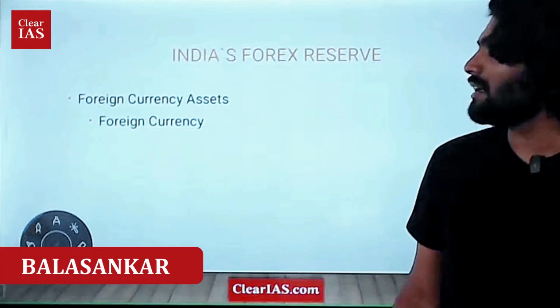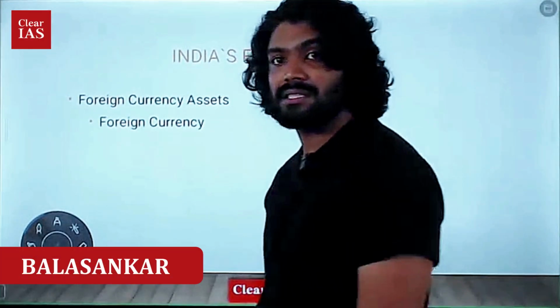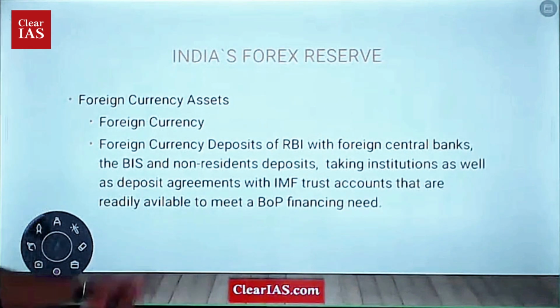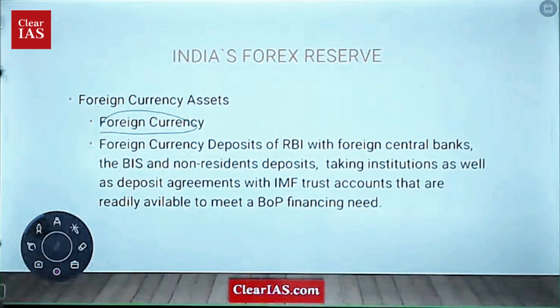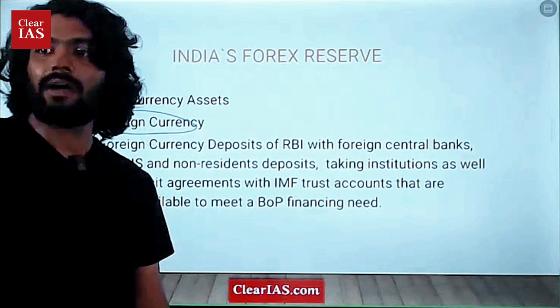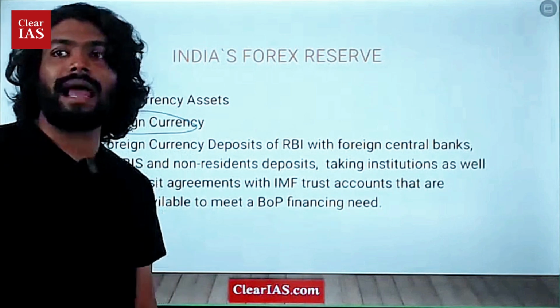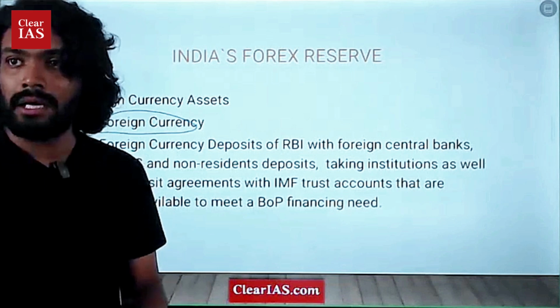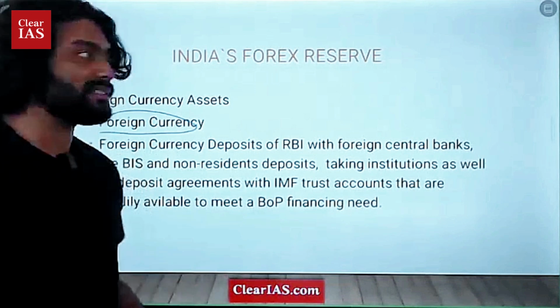Basically, India's forex reserve contains foreign currency assets. That is, India's foreign currency is not just currency. For example, India has 430 lakh dollars as forex currency, just in currency. There are other aspects to foreign currency assets.